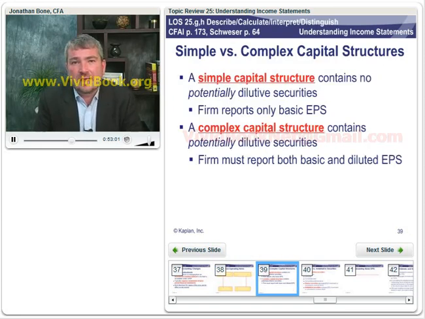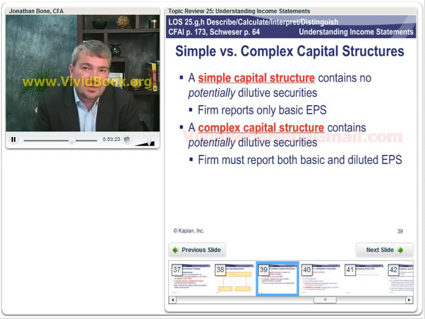Our next learning outcomes relate to earnings per share. And we've got really two learning outcomes that we're going to combine. One asking us to describe and calculate earnings per share, and one asking us to differentiate between dilutive and anti-dilutive securities. So let's start off by talking about simple and complex capital structures.